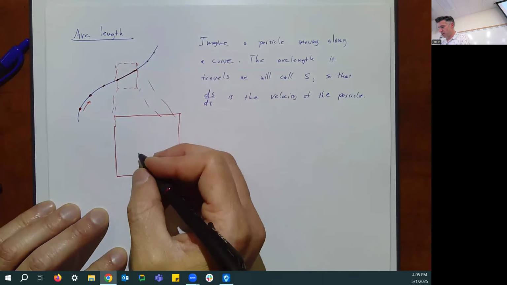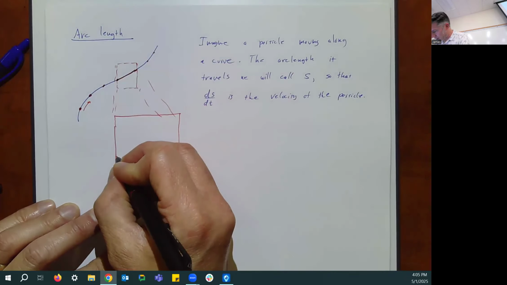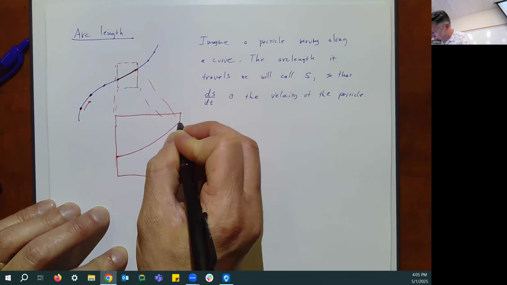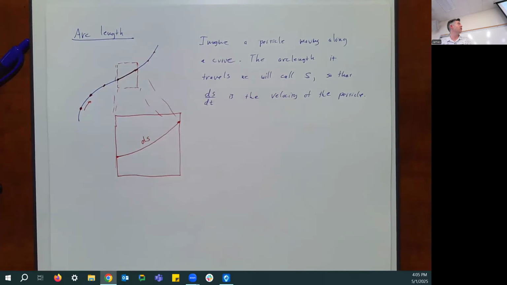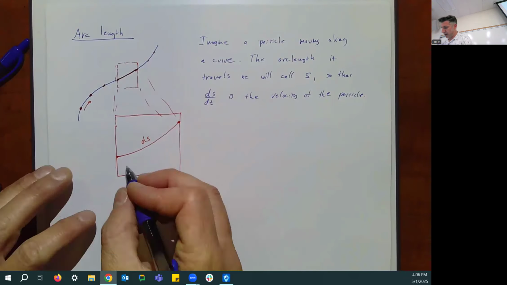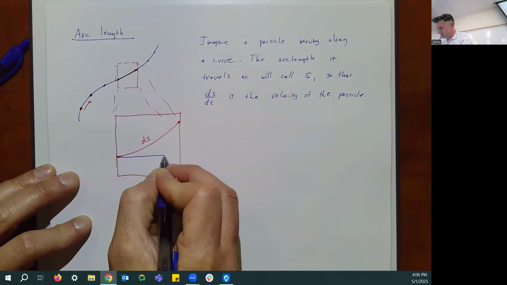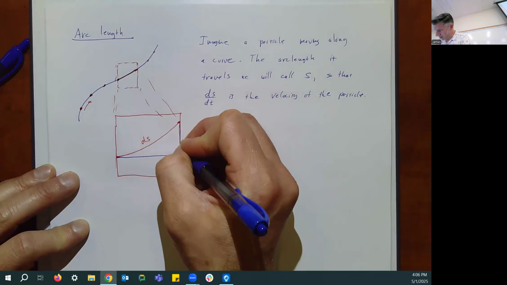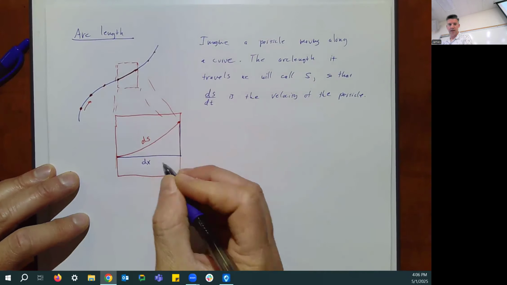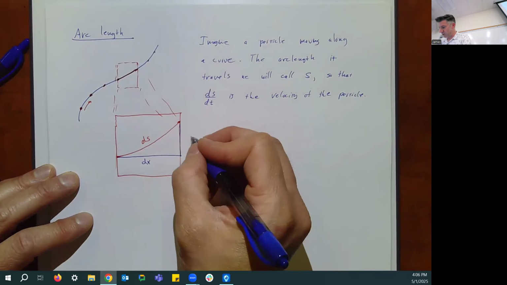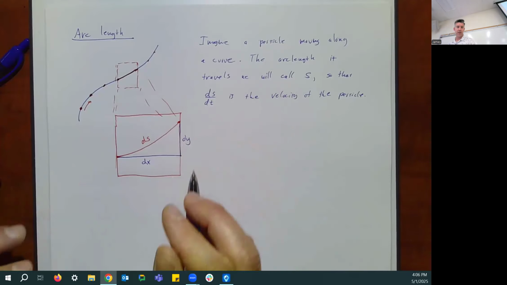So that section there looks like that, kind of. And the idea is that this length, which is a small change in s, the total arc length, we could think of as, well, this horizontal distance is a small change in x, and this vertical distance is a small change in y.